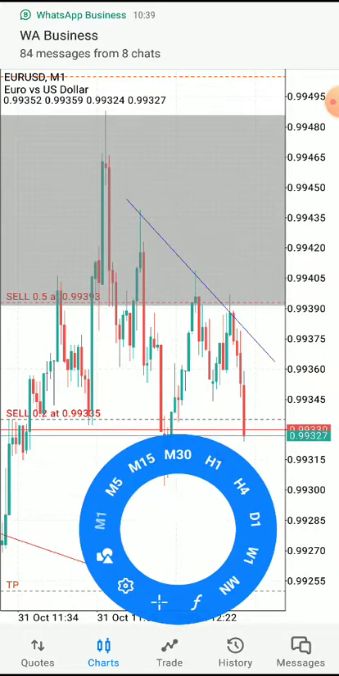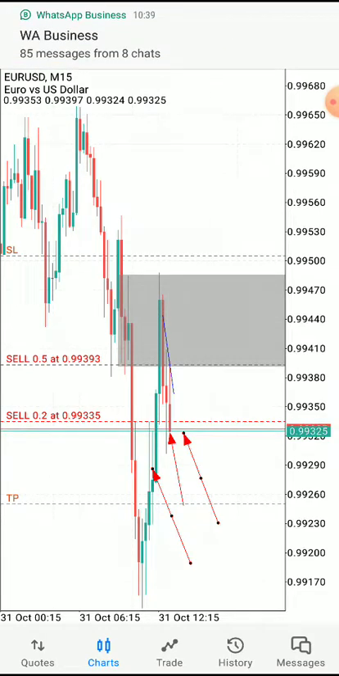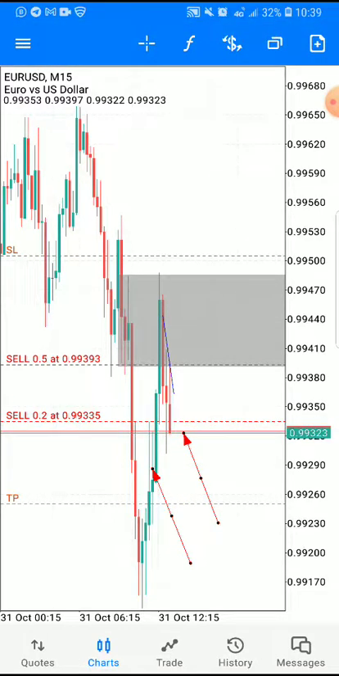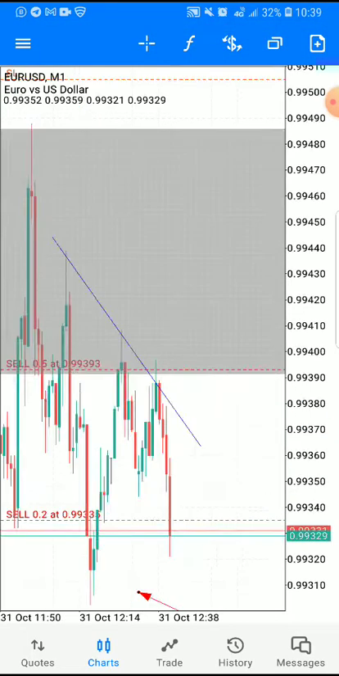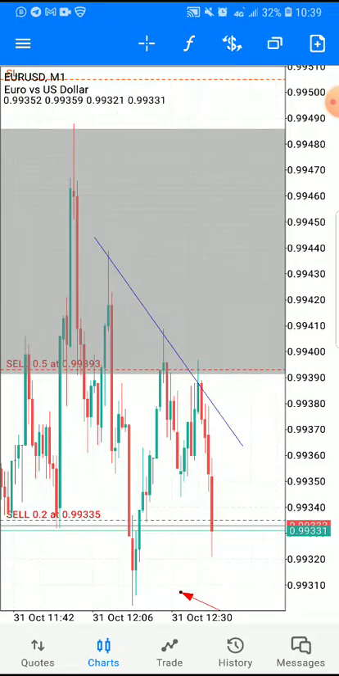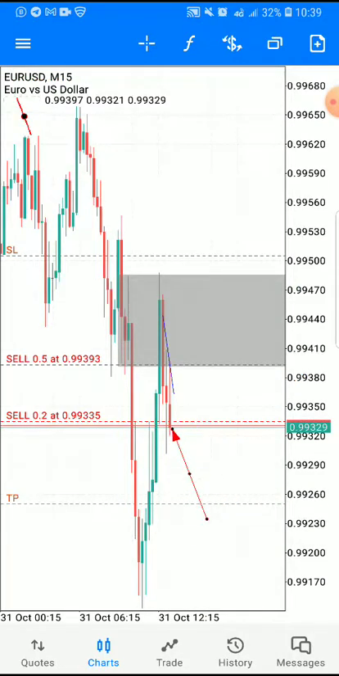Let me check the 15 minutes time frame. So guys, what did I tell you? You don't really have to be in a hurry to make hasty decisions. As long as the market is doing what you're expecting, then you are good to go. Just keep it simple, be calm about it, and watch the market move accordingly. This is how you do it.